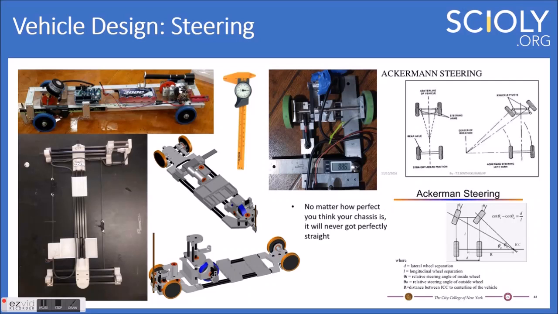One of the biggest things is that no matter how perfect you think your chassis is, it's never going to be perfectly straight. It's just so hard to get those tolerances perfect. Different temperatures can impact the expansion of materials. There's just so many little variables. Say you're traveling and there's a little shift in your device. You might not even notice it, but then you try to run your device and it's all of a sudden turning one direction.